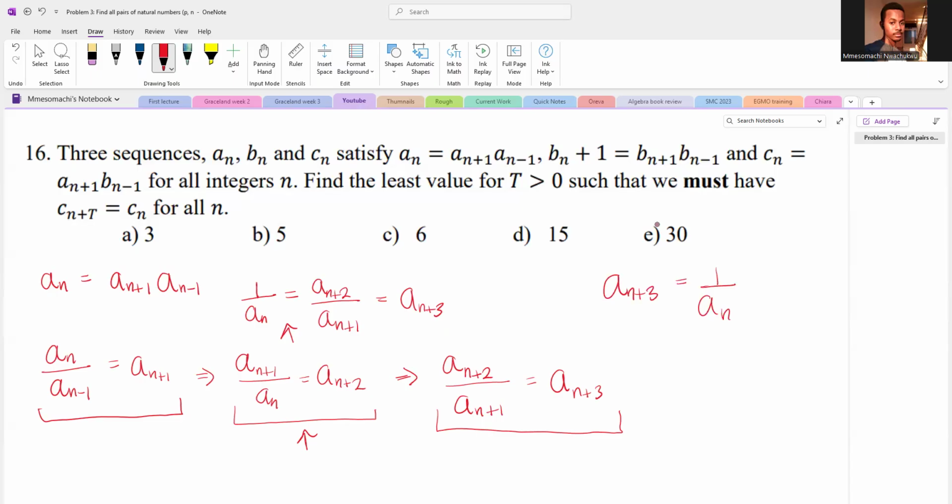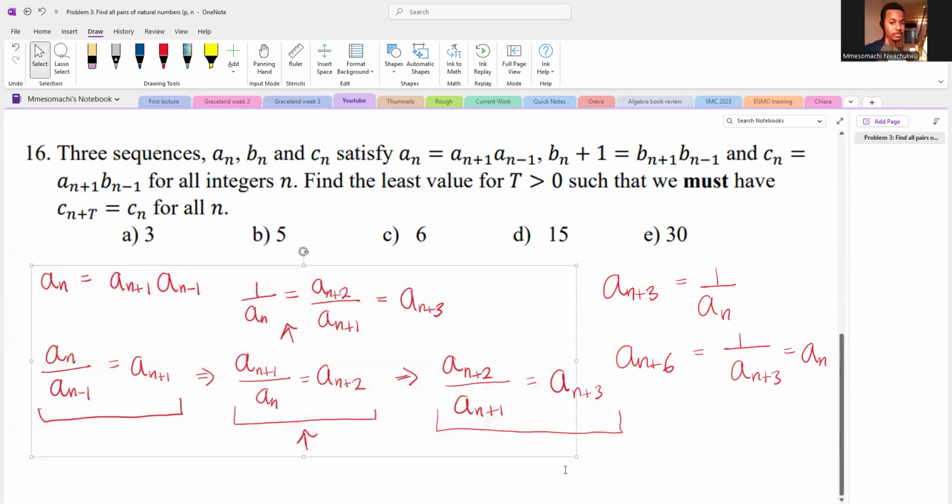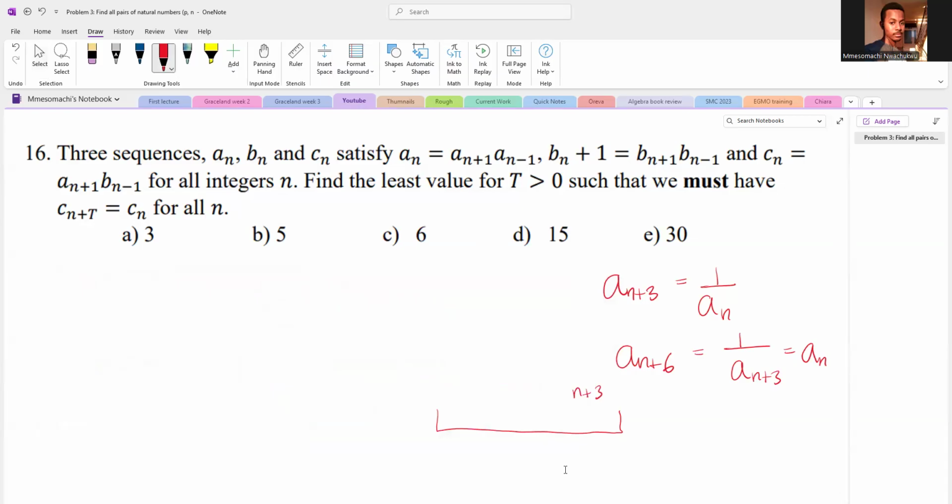So that's when we move by 3. This means a(n+6) is equal to 1 over a(n+3), and this is equal to a(n). So we must have a(n+6) equals a(n). Let's erase this and put it somewhere. Can we pause the video? No, take it back to see what I wrote. Okay, so we have a(n+6) equals a(n).